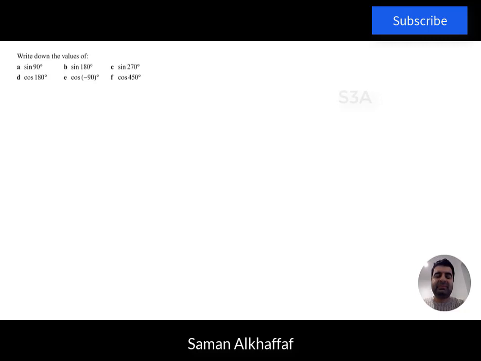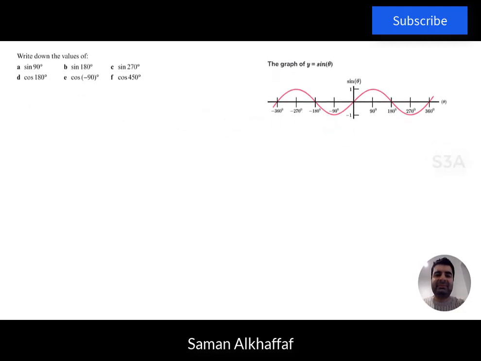In this example, we're asked to write down the values of the angles shown. So first we will start with drawing the graph of sine and knowing how it would plot across the 90 degrees. So first we're looking at sine 90. We can see sine of 90 degrees is 1 as we plot the sine graph, and this will be here. So that tells us that sine of 90 is 1.